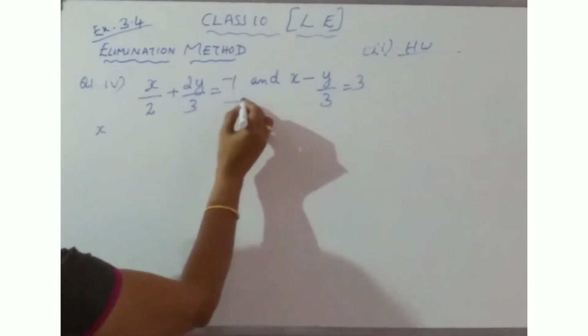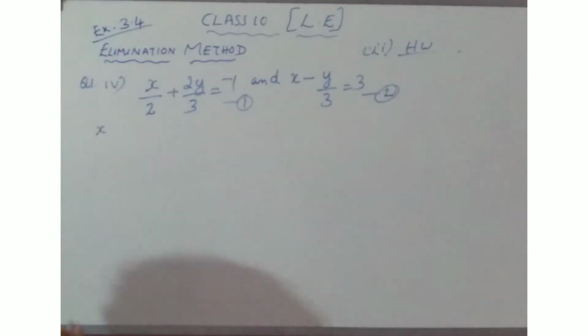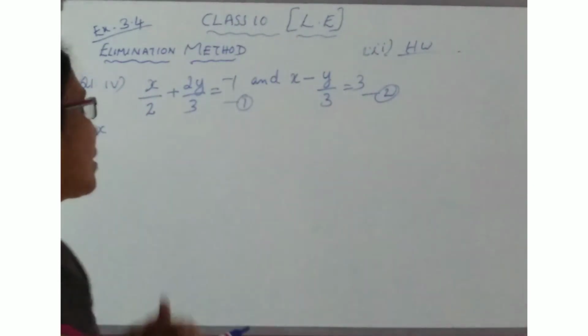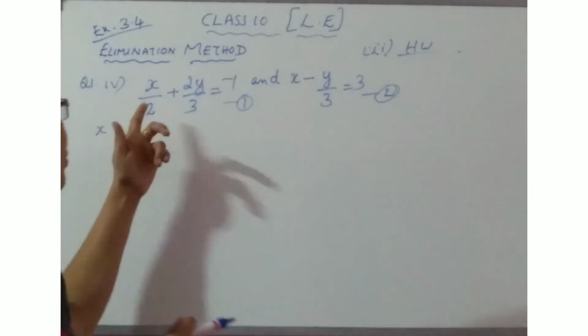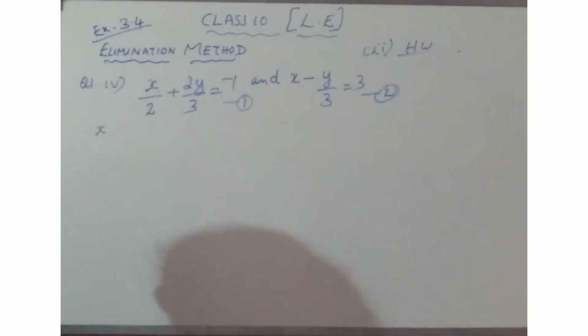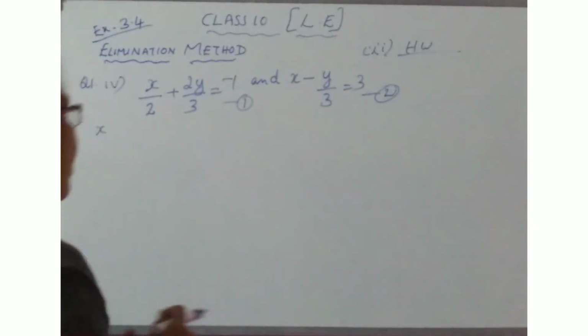This is equation 1 and this one is equation 2. If you are getting an equation in this form, it is in rational form, the coefficient is in rational form, that is 1 by 2 is the coefficient of x and 2 by 3 is the coefficient of y. If you have the coefficients in rational form, you can take the LCM and multiply throughout the equation and remove the rational form.